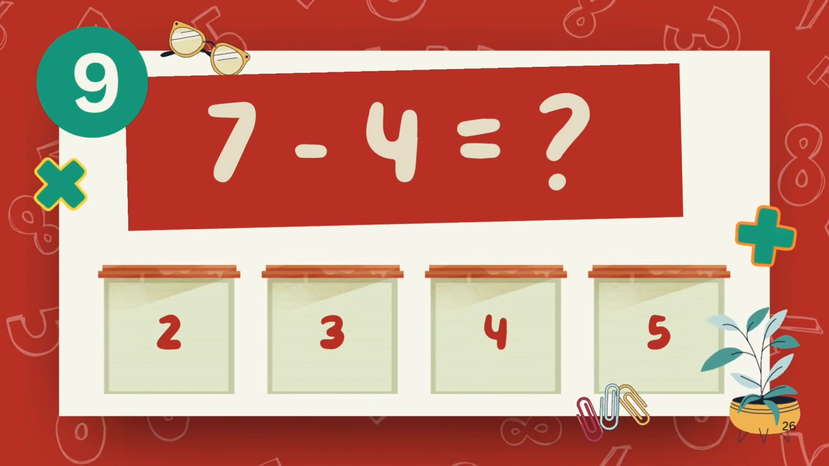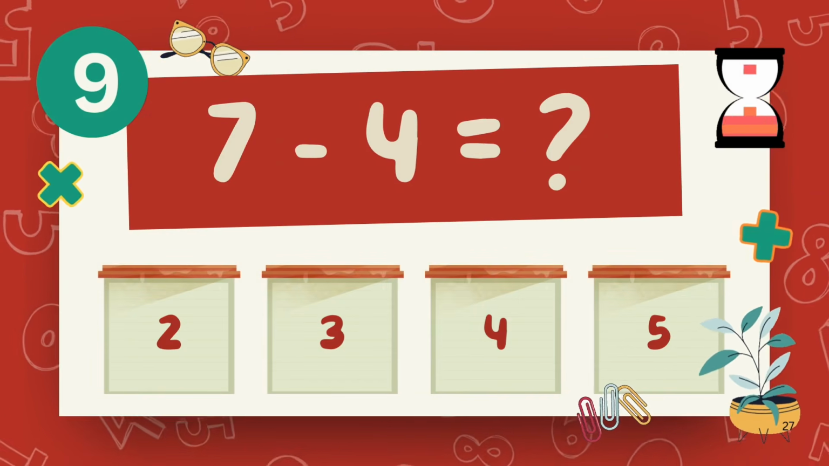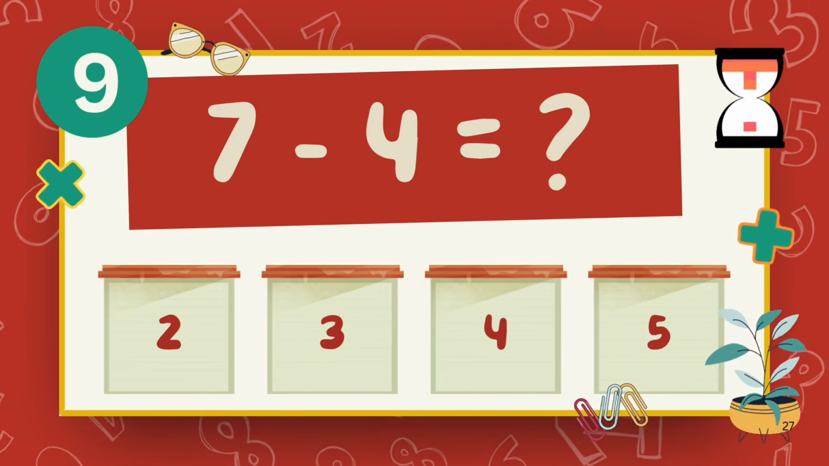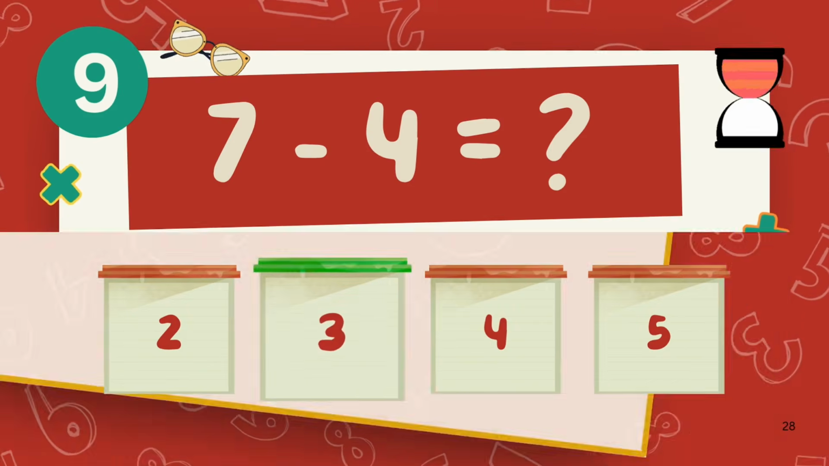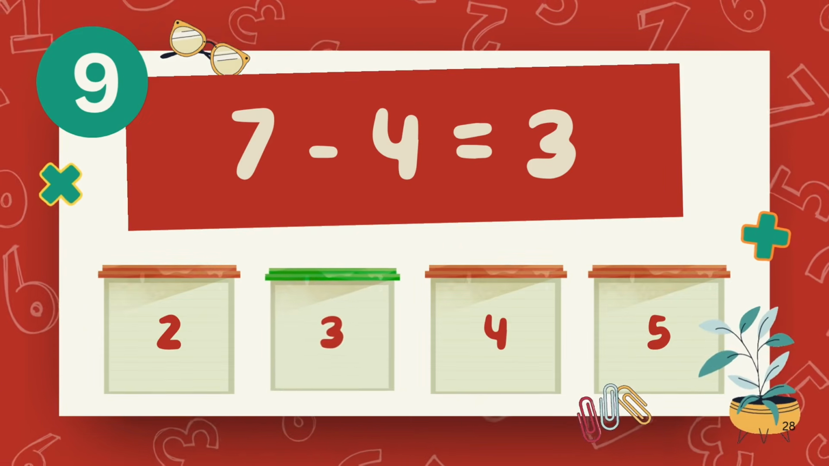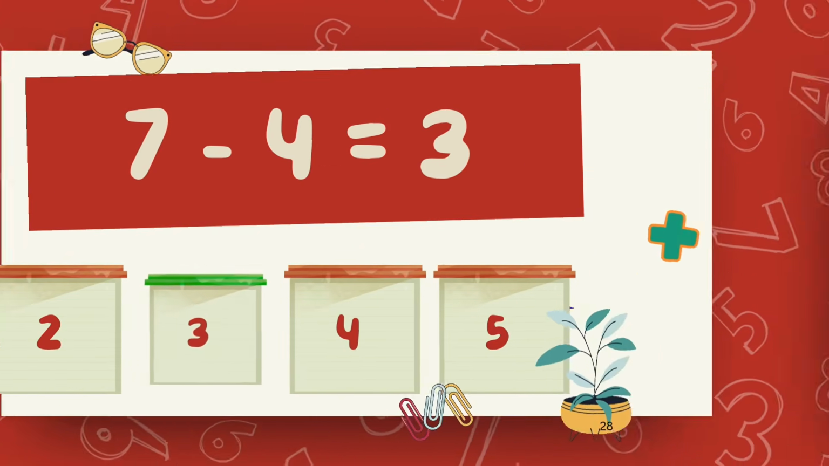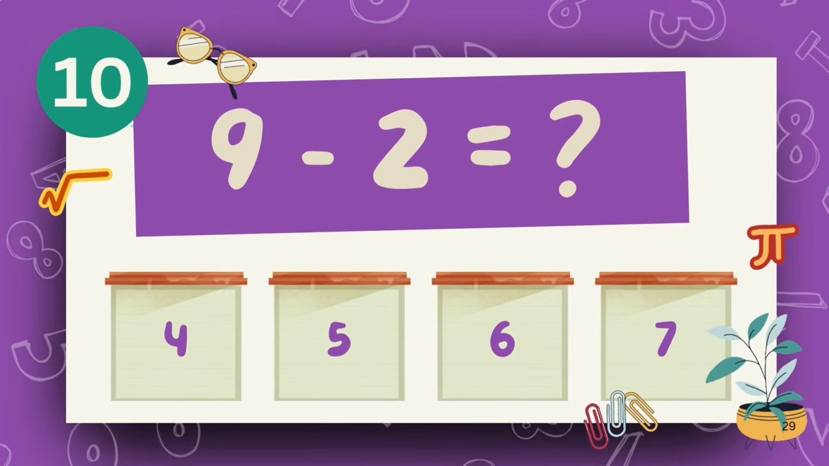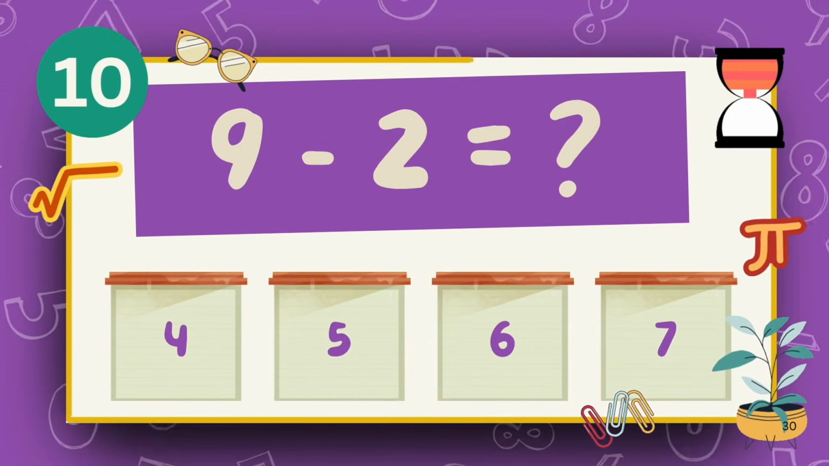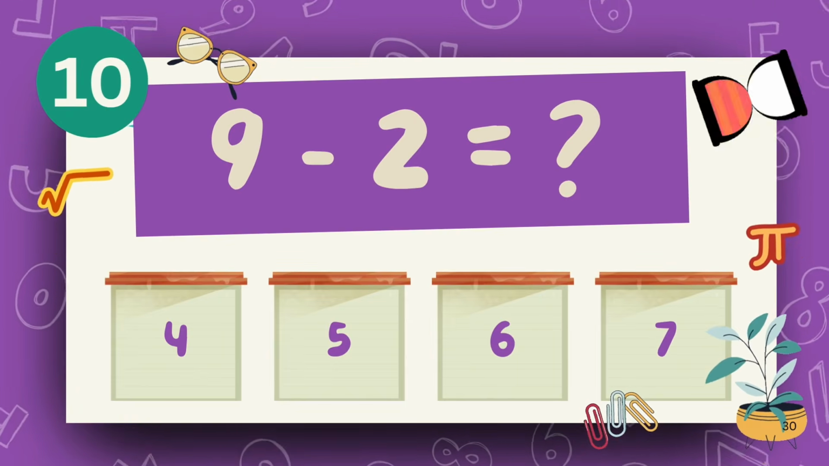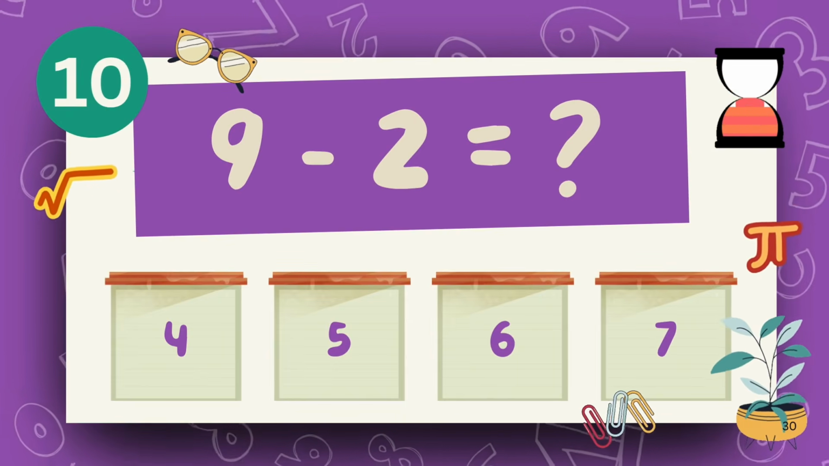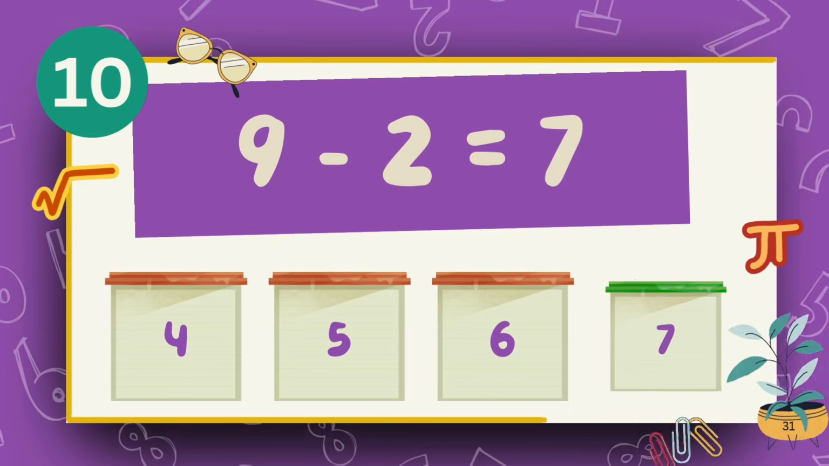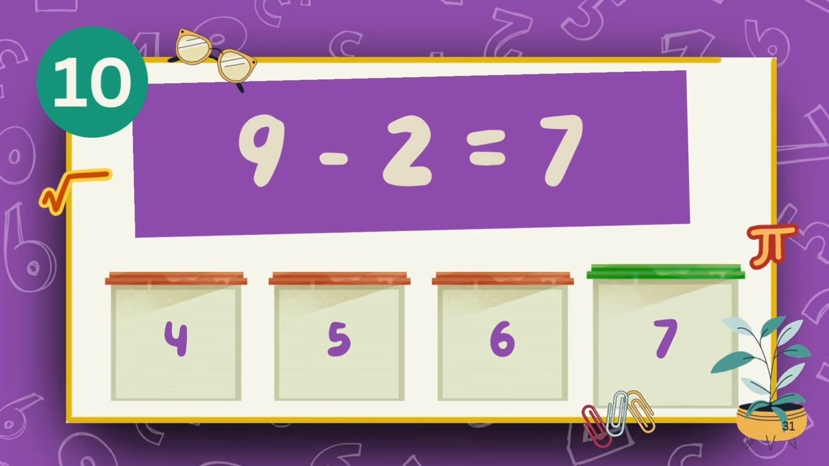What is 7 minus 4? The answer is 3. What is 9 minus 2? The answer is 7.